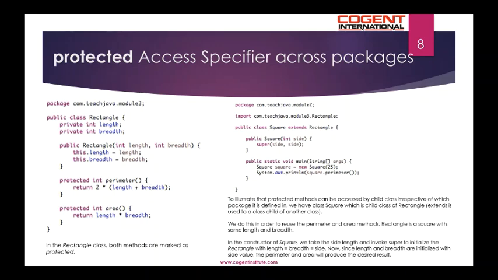In the constructor of square, we take the side length and invoke super to initialize the rectangle with length equal to breadth equal to side. Now, since length and breadth are initialized with the side value, the perimeter and area will produce the desired result.